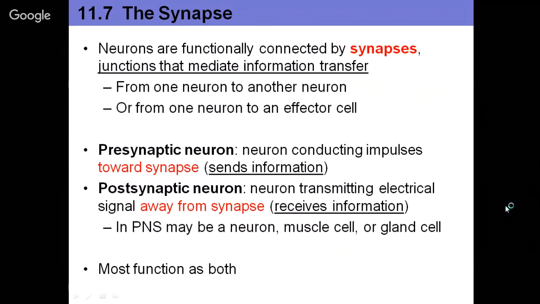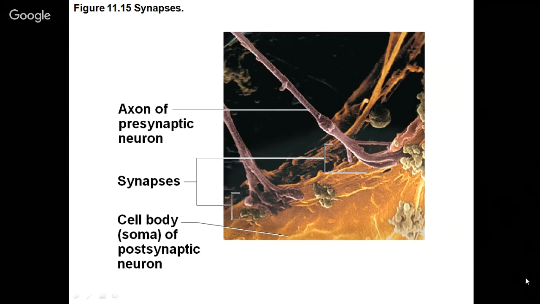There are two types of neurons related to the synapses, the presynaptic neuron and the postsynaptic neuron. The presynaptic neuron, the neuron conducting impulses toward the synapse, is the one which sends the information. The postsynaptic neuron is the one that receives the electrical signals. That is, the neuron transmitting electrical signal away from the synapse, the one which receives information. In the peripheral nervous system, the postsynaptic neuron may be a neuron, a muscle cell, or a gland cell.